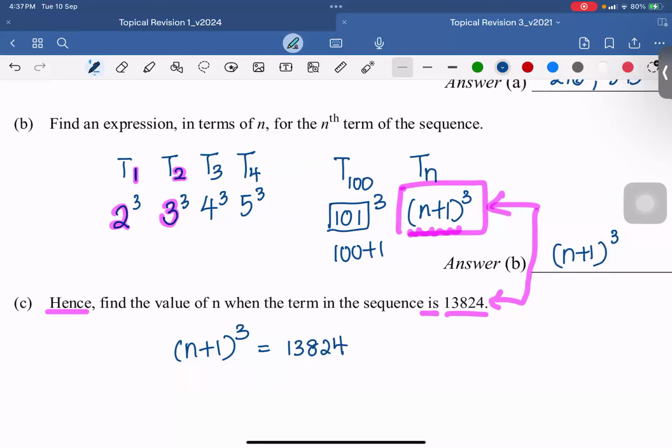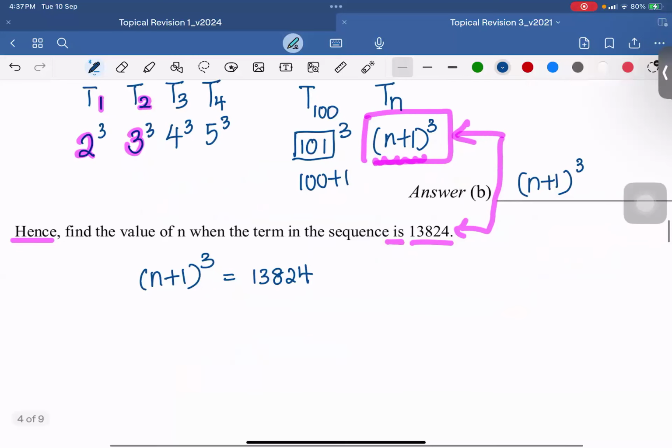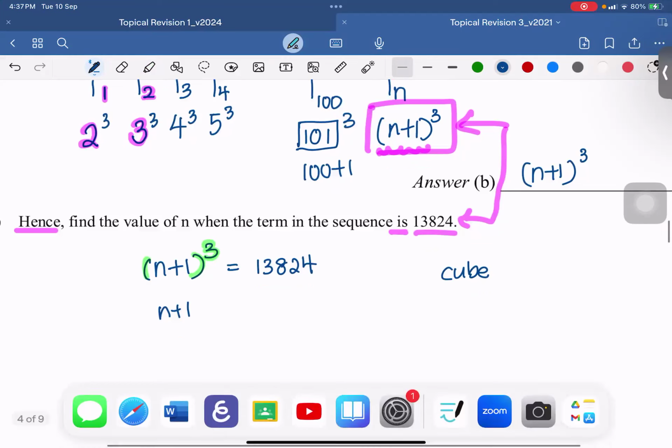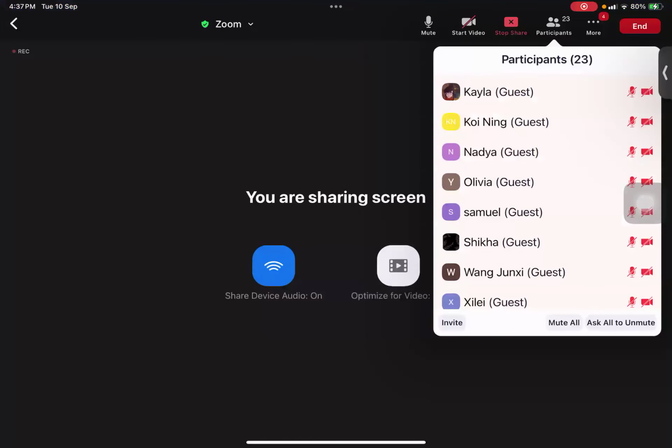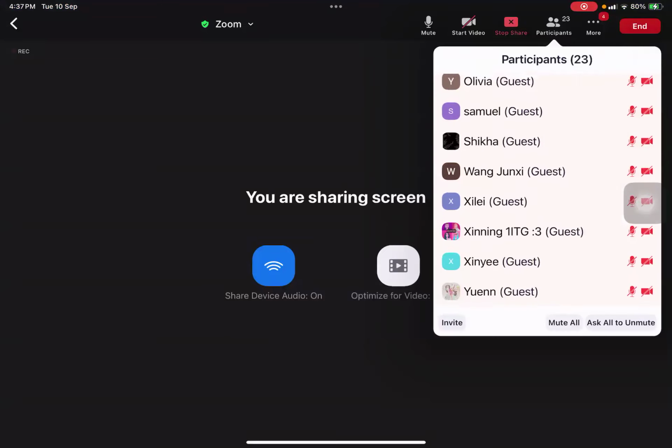13824. Then my next question is, my outermost enemy here is the whole bracket with the power 3. This is a cube. How do I undo a cube? I want to get rid of the cube so that I can get n plus 1. How to undo a cube? Maybe I call Samuel.